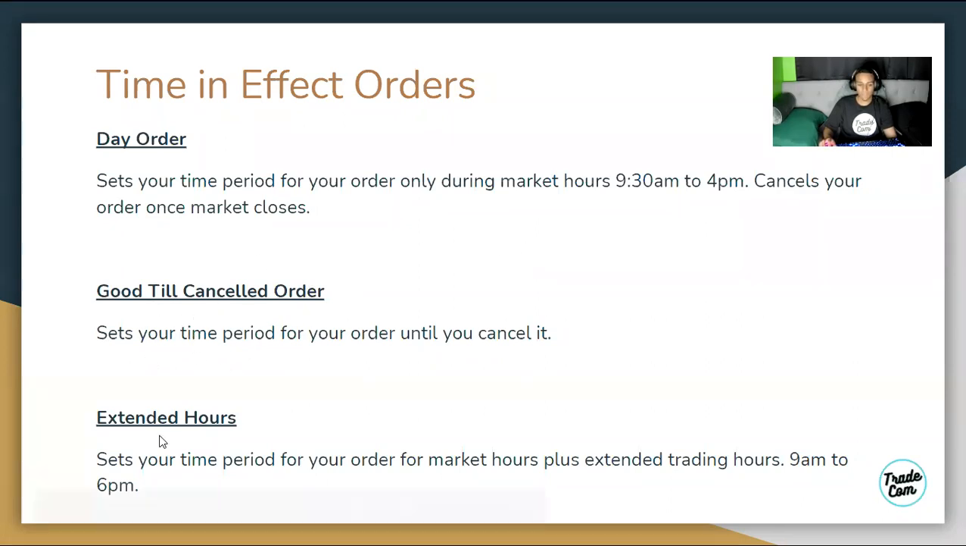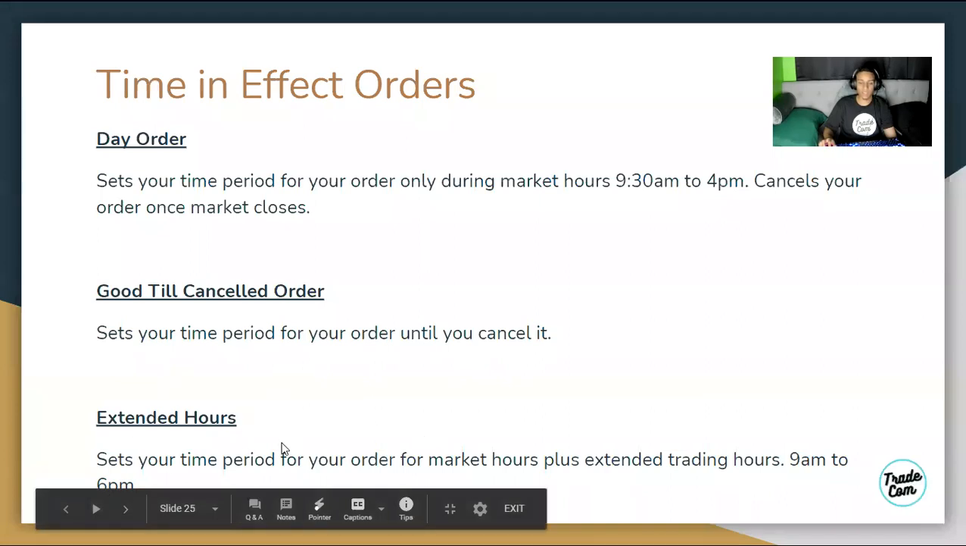All right. Now the next part of that is going to ask you what kind of hours you want your orders to be in place for. So if you want to extend after hours, you're going to click extended hours, and it's pretty much going to set your time period for your orders to market hours plus extended trading hours. So on Robinhood, the extended trading hours are 9 a.m. to 9:30 and 4 p.m.